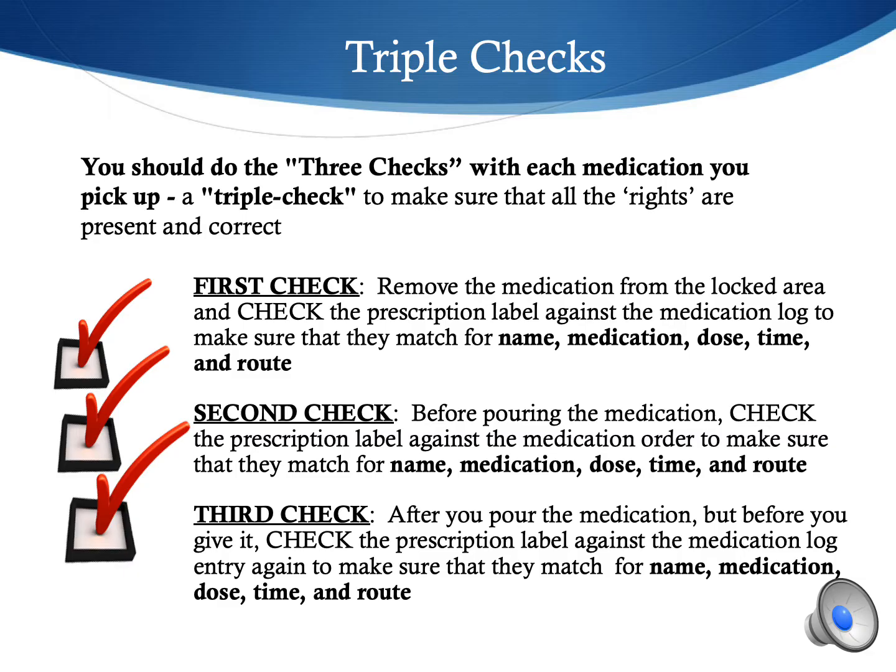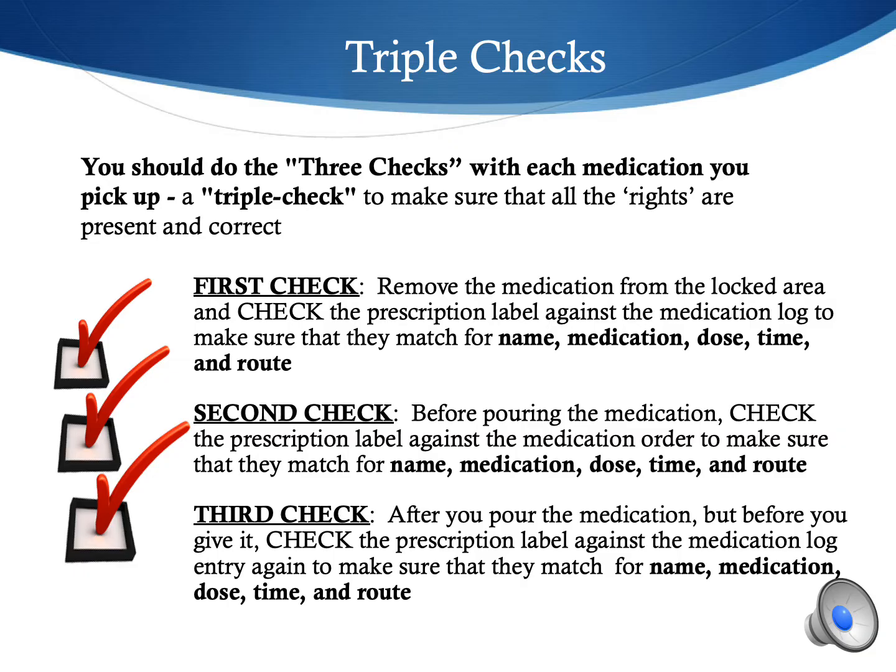When giving medications, it is preferred that you do triple checks, or 3 checks, with every medication you pick up. A triple check makes sure that all the rights are present. Your first check is when you remove the medication from the locked area and you check the prescription label against the medication log to make sure that they match for the name, the medication, the dose, route, and time. A second check, you look at it again before you pour the medication. Check the label against the medication order to make sure they match.